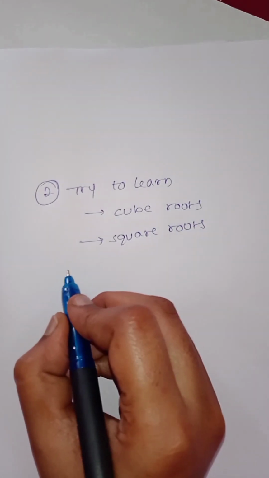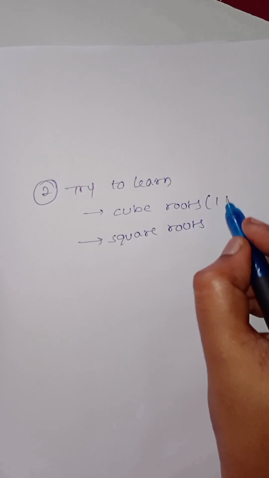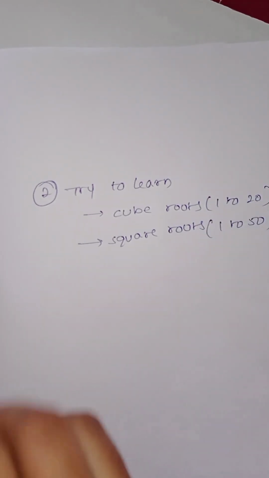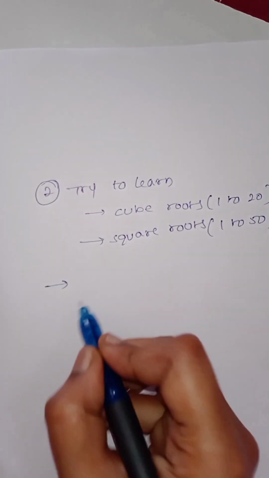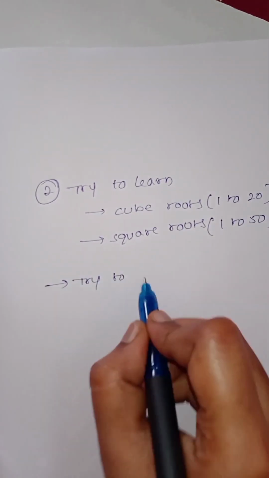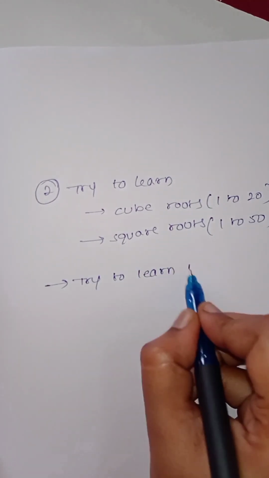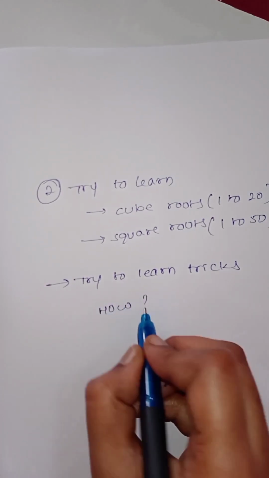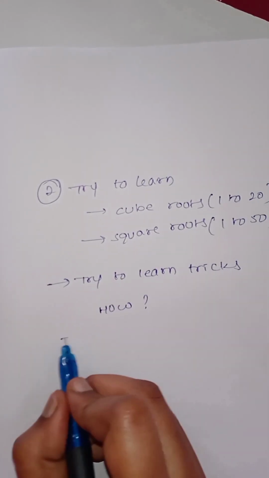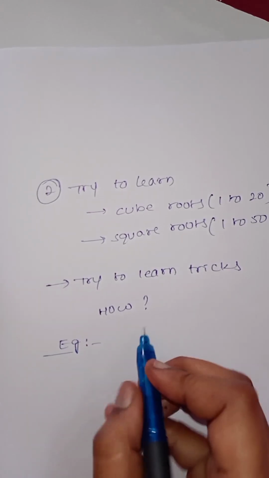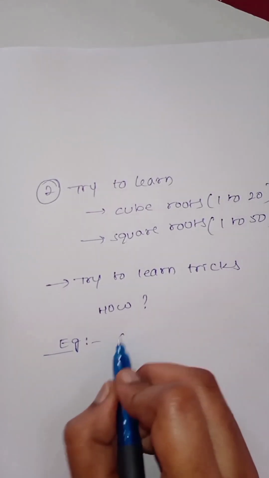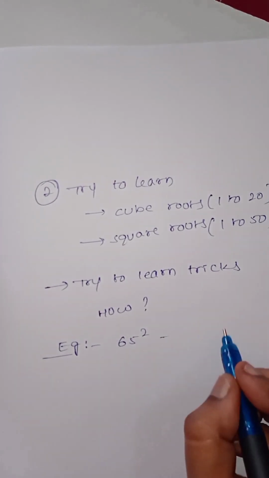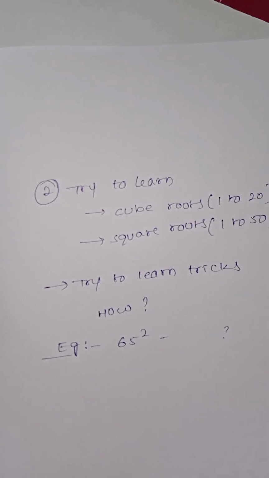And tip 2, try to learn cube roots and square roots. For cube roots, learn 1 to 20, and for square roots, 1 to 50. And try to learn tricks for squares, because squares give the largest values, and they will ask 65 square or 89 square, 99 square. So try to learn tricks for squares. I will give a small example. The number 65 square. How can we solve this number?